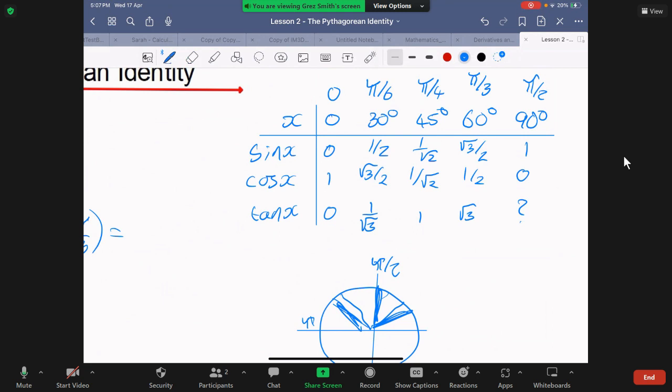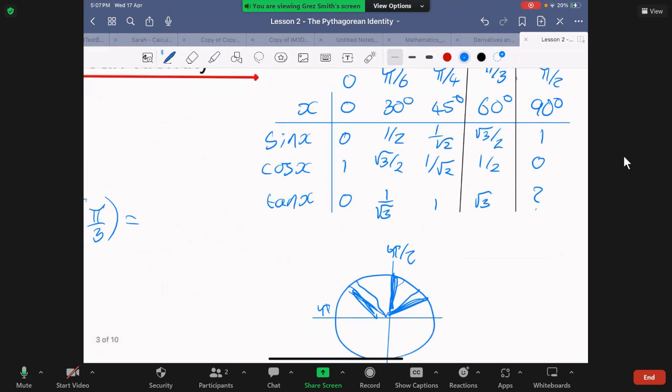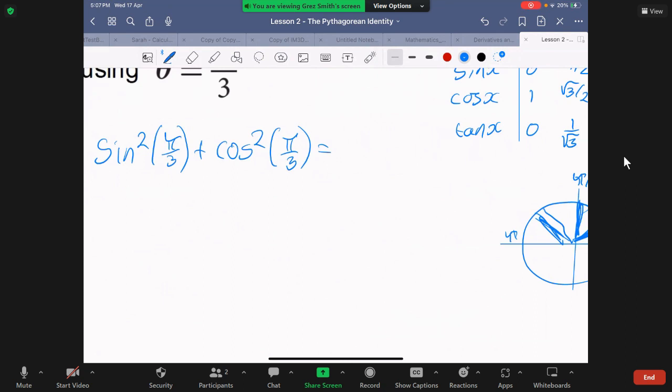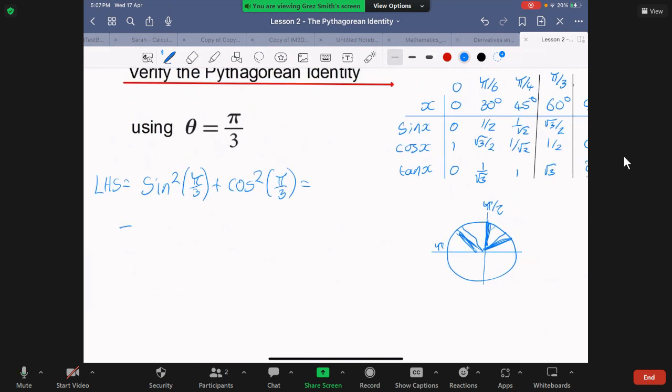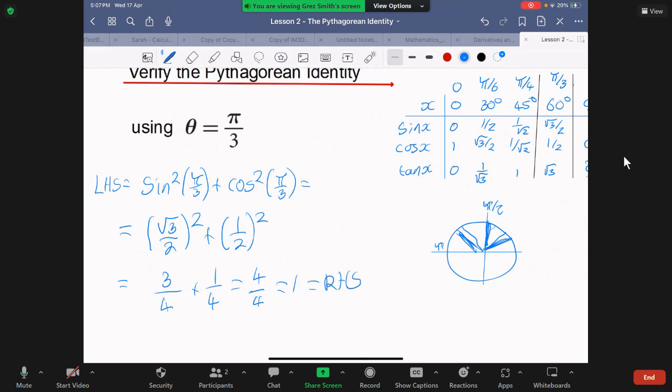We've got pi over 3, so we're focusing on this part here. That's going to give us sine is root 3 over 2. So this is equal to root 3 over 2 squared plus 1 over 2 squared, which is equal to 3 over 4 plus 1 over 4, which equals 4 over 4, which equals 1, which equals the right-hand side. And we verified the Pythagorean identity.